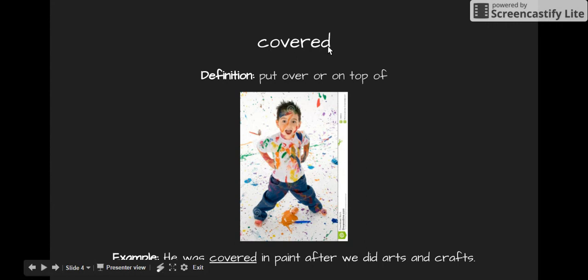Covered is our next word, and covered means something is put over or on top of you. So this is very similar to our word buried, but covered has more to do with the stuff getting put on top of you. You could be covered in something, you could be covered by a blanket. I put for my example, he was covered in paint after we did arts and crafts. Now notice there's an ED on here, so this word happened in the past. So you have to make sure when you put it in your sentence that it's a sentence that happens in the past. I noticed this word did here. That tells me that this is something that already happened.